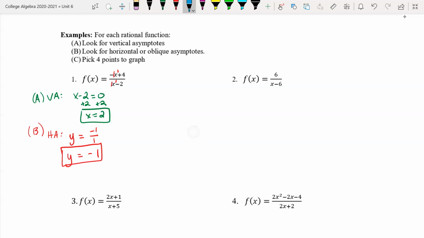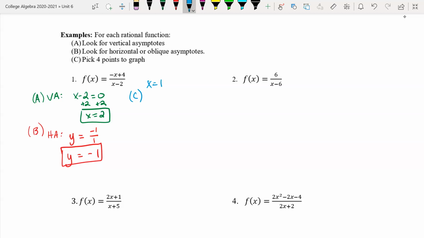Now C, I'm only going to do for these first couple ones. They might ask you to do it for all of them. It just kind of depends. It says pick 4 points to graph. Guys, you're just going to have to plug in numbers and solve. Now, you know you can't use 2. So use anything besides 2 for your x. So like literally just plug in 1 or 0.